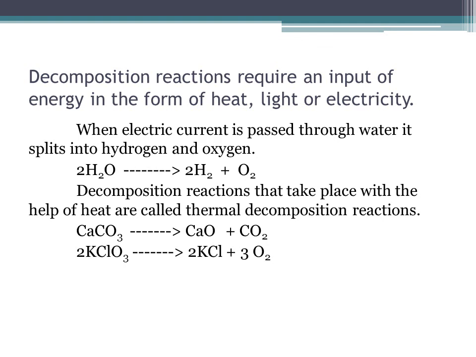Decomposition reactions that take place with the help of heat are called thermal decomposition reactions. Example, CaCO3 gives CaO + CO2. The reaction takes place only when calcium carbonate is heated to a high temperature of 1000 degrees Celsius.